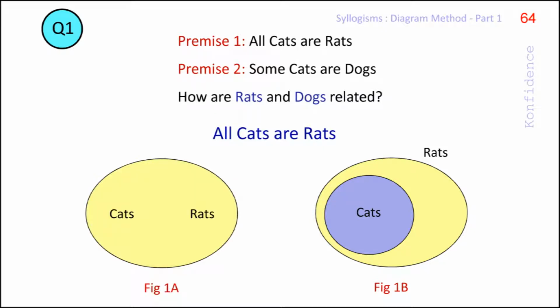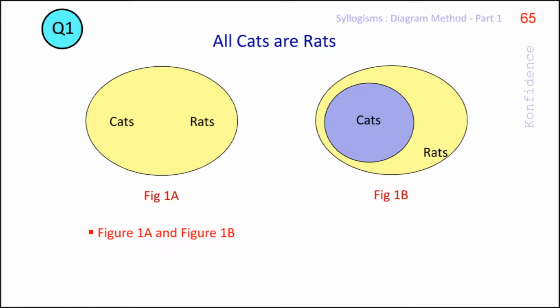However, there is another possibility also, which is shown in figure 1a. This happens when cats and rats represent the same set of elements. That is, when they completely overlap. Now, which of these is the correct representation? Both of them are. The relationship between cats and rats given to us is all cats are rats. In both the figures, figure 1a and figure 1b, the relation all cats are rats is true.